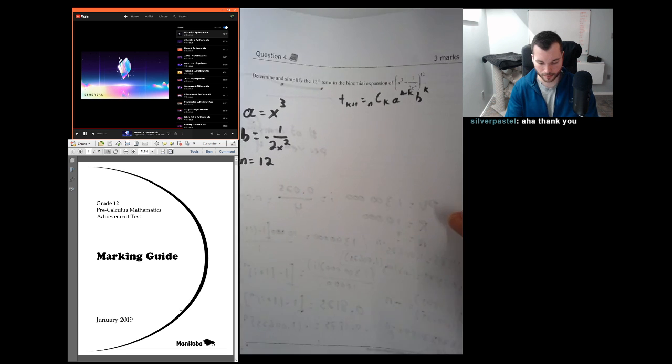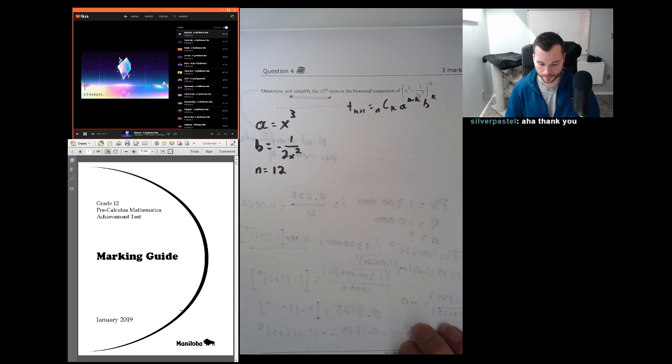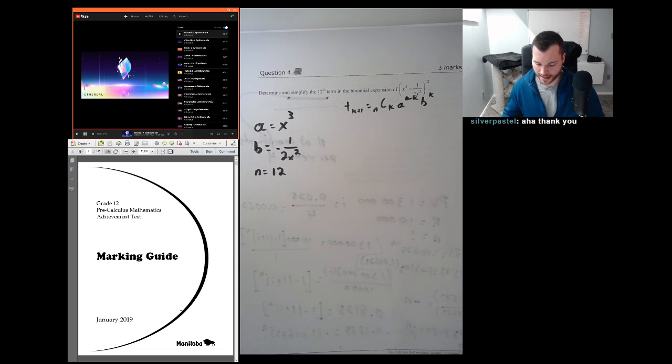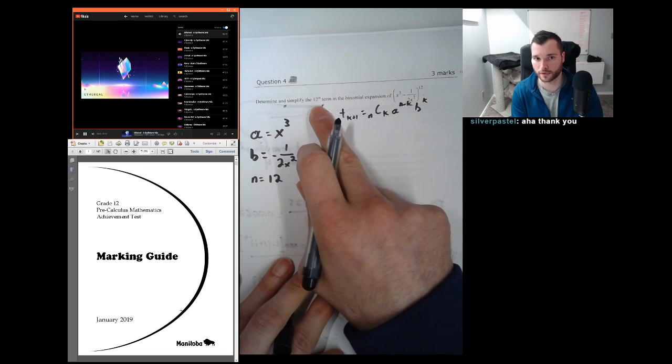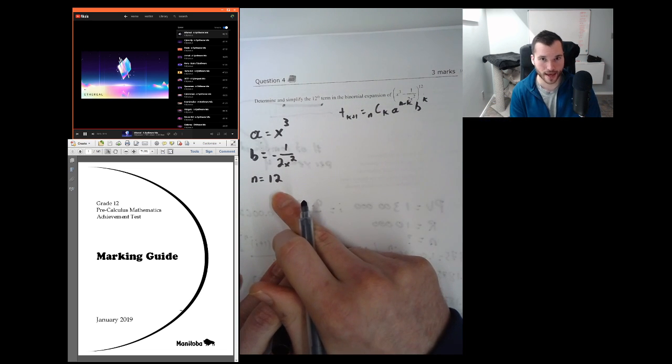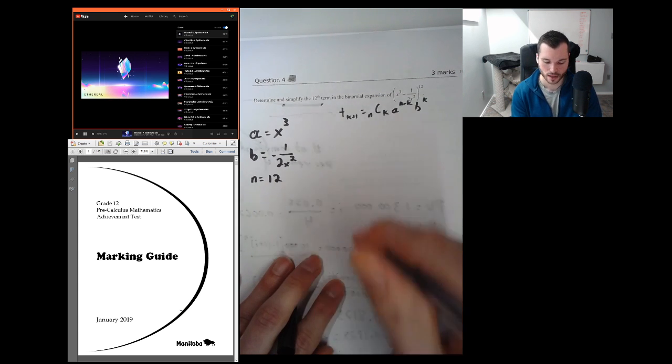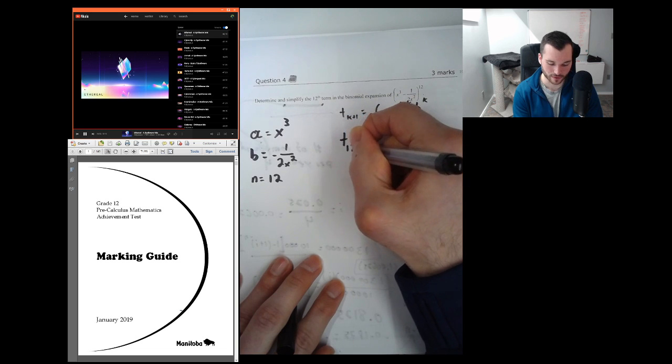Okay, sorry, back to this. We want to figure out what the 12th term is in this binomial expansion. I have my a, I have my b, and I have my n value. The only thing else that I need to get is k. Now remember, k is that weird one where you have to figure out what term you want to get, and then from that you can figure out what the k value is. So if we want the 12th term, that's not why n is 12, okay? That's because my power is 12. We're trying to find out what t12 is.